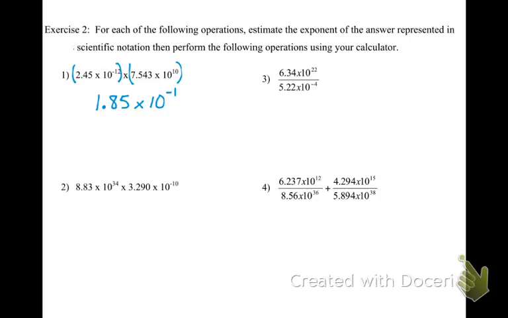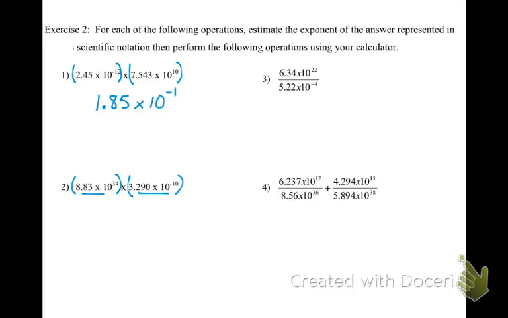Let's take a look at the next one. Again, it's multiplication, so we've got 8.83 times 10 to the 34, so you want to put that into parentheses, times 3.29 times 10 to the negative 10th. Again, keeping our scientific notation values in parentheses will help our calculators figure out what operation we intend to do first.